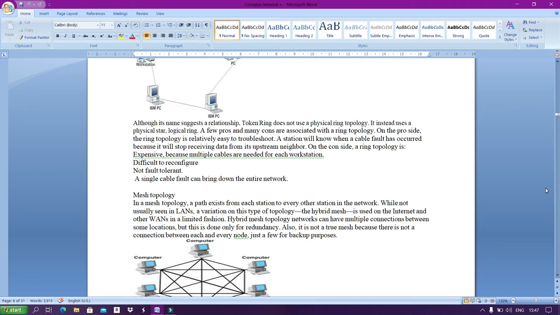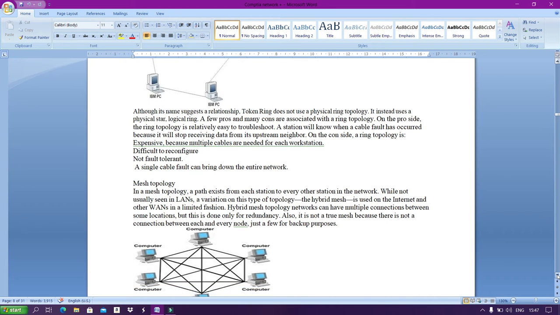On the other side, a ring topology is expensive because multiple cables are needed for each workstation. It is not fault tolerant: a single cable fault can bring down an entire network.